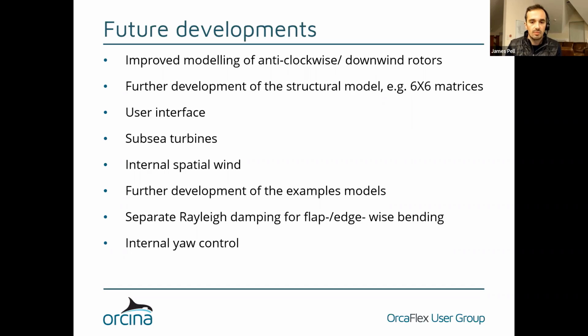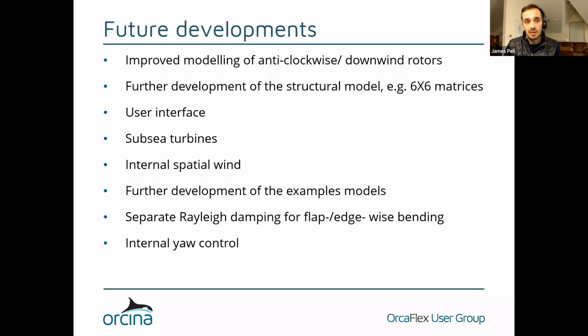Subsea turbines are self-explanatory. Internalizing spatial wind: rather than relying on external code like NREL's TurbSim to generate your full field wind files, do you want to see something internal to OrcaFlex? Are there other models that you'd like to see supported, like the Mann spatial wind model? Are there other file formats you'd like to see supported? If there are, then please let us know about that.